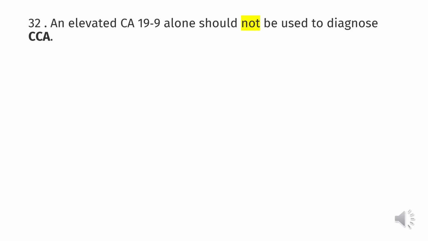Shifting gears to cholangiocarcinoma. An elevated CA19-9 alone shouldn't be used to diagnose CCA. Again, an elevated CA19-9 on its own should not be used to diagnose cholangiocarcinoma.